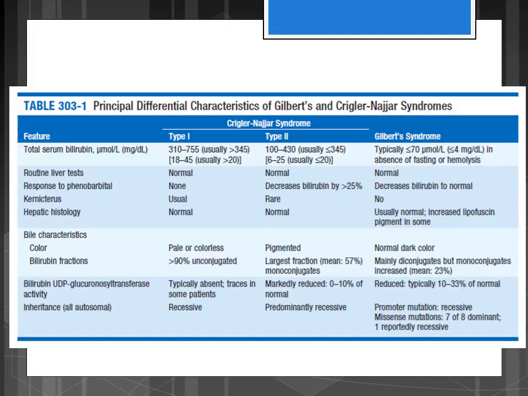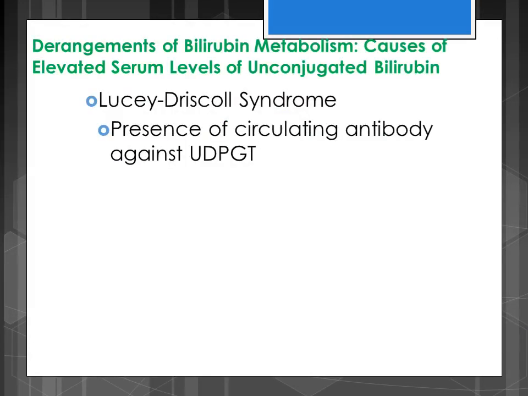Okay, so in the Lucey-Driscoll syndrome, the problem lies with an antibody that is acting against the enzyme, the UDPGT. Parang sinasabi ko kanina, UDGPT. I'm sorry, it should be UDPGT. Okay, ang haba-haba. Or uridyl diphosphate glucuronyl transferase. So in the Lucey-Driscoll syndrome, there is an antibody acting against the enzyme.